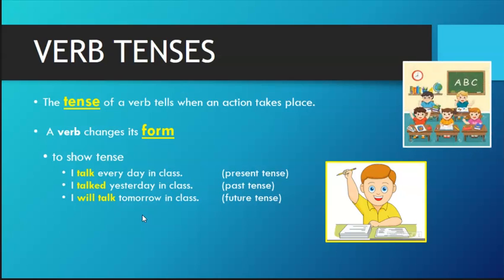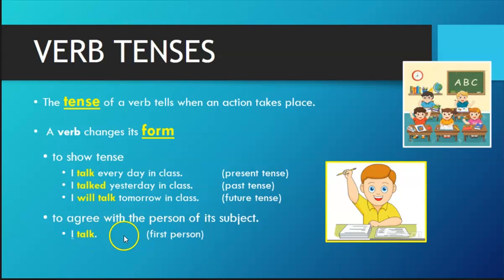The other reason we would change form is so that it agrees with the subject. This is relevant to present tense. So, I talk, I is first person, you use base form. You talk, you is second person. She talks, she is third person. We add an S to the base form. And that's what we call agreement with your subject.